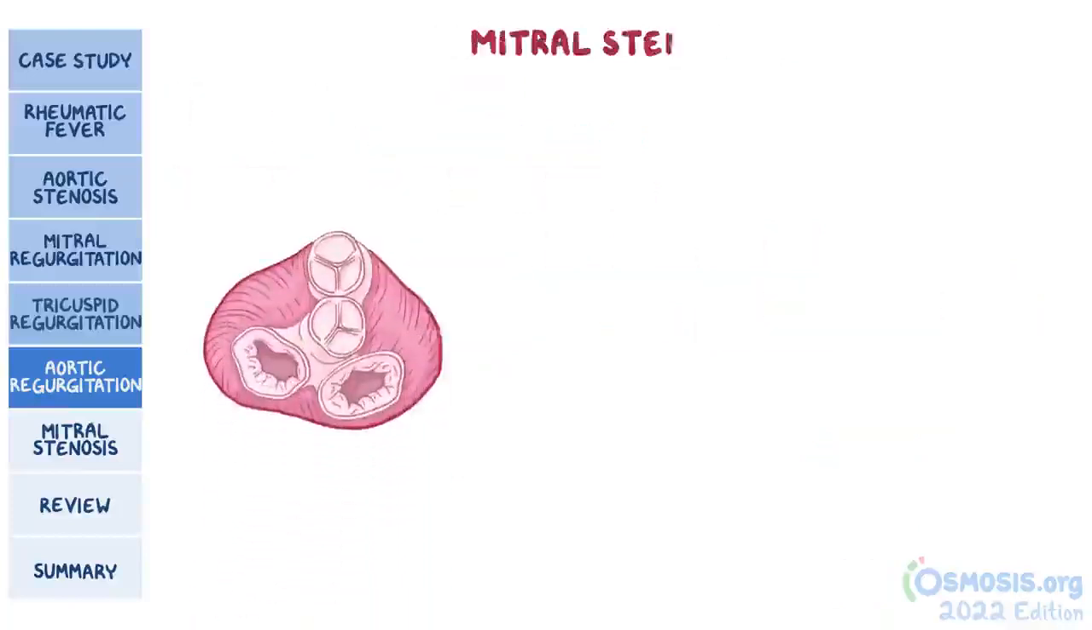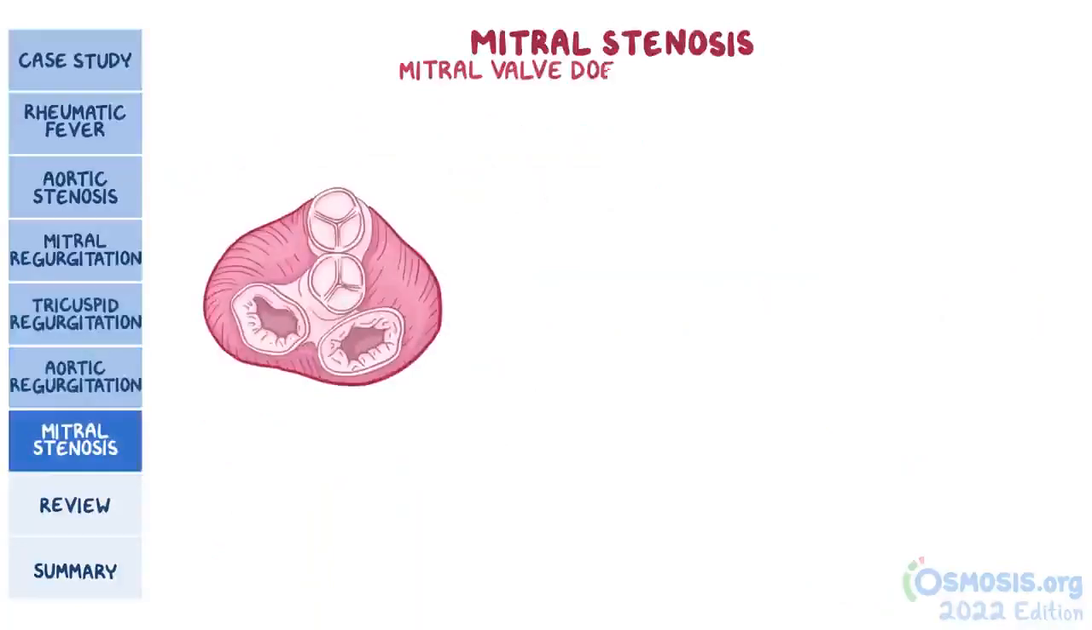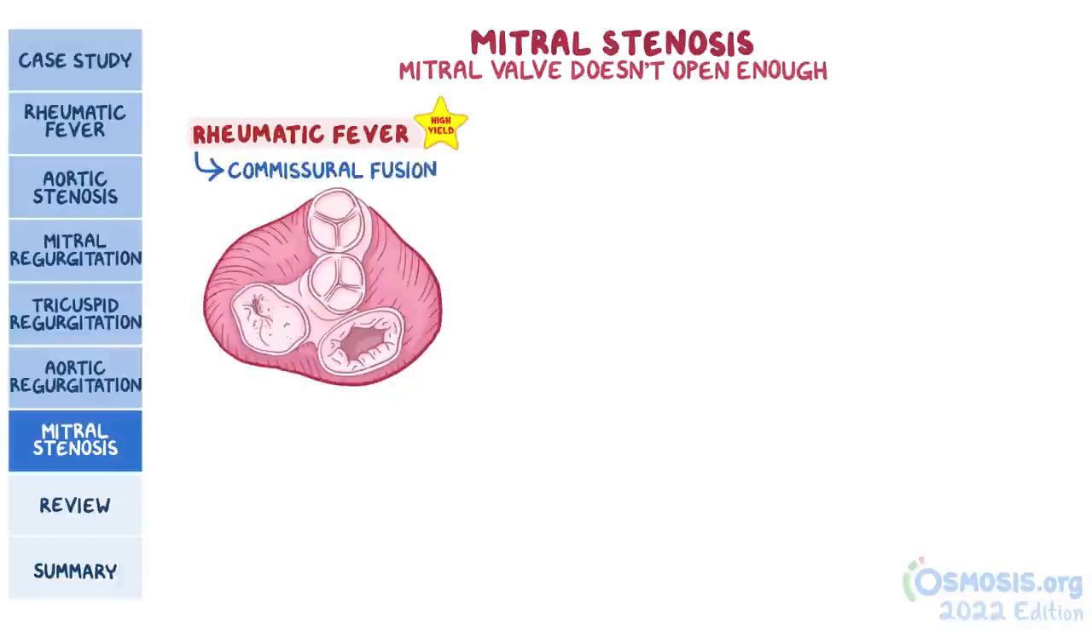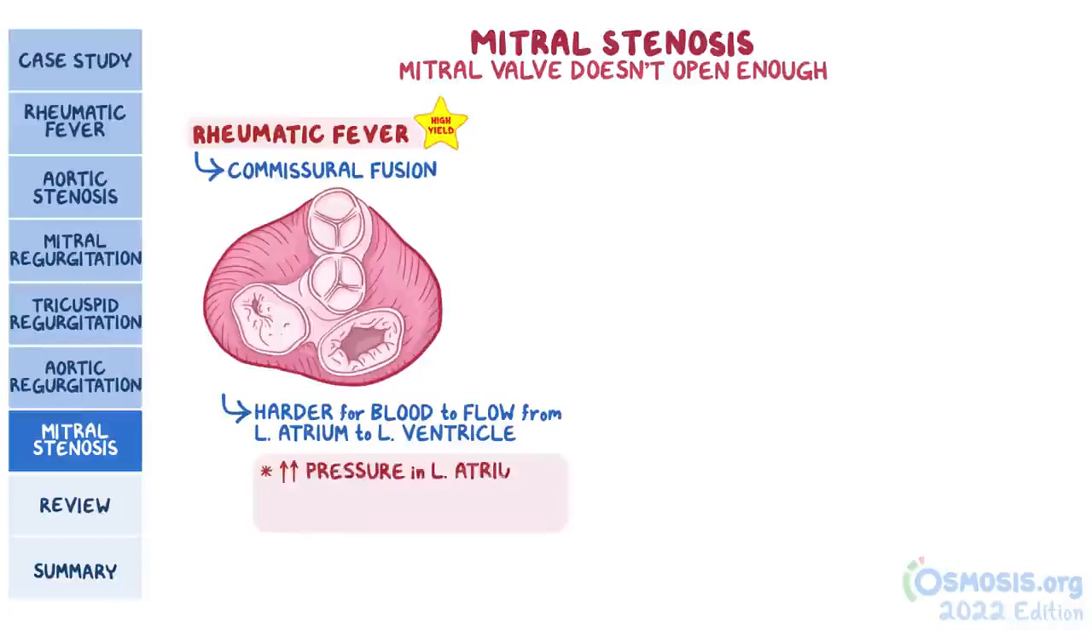Finally, there's mitral stenosis, which happens when the mitral valve doesn't open enough. This is highly specific and most often caused by rheumatic fever. In this case, the leaflets can fuse together, which is called commissural fusion. The narrow mitral valve makes it a lot harder for blood to flow from the left atrium to the left ventricle, and so the volume of blood in the left atrium increases, leading to higher pressures in the left atrium. The pressure in the left atrium can be higher than that of the left ventricle.